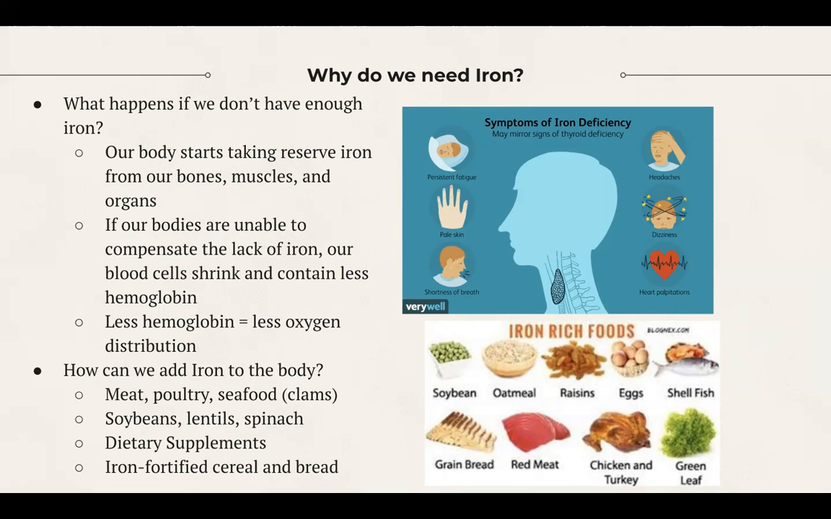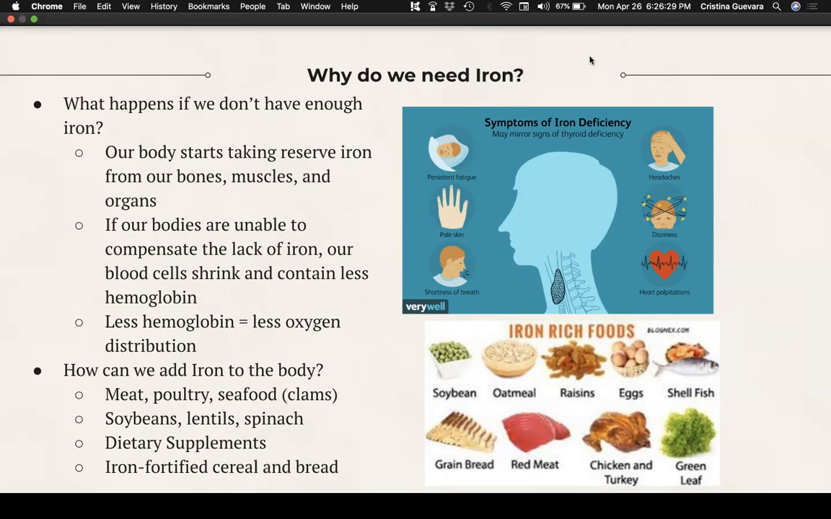So how can we add iron to the body? We consume foods such as meat, poultry, seafood, such as clams, or beans such as soybeans, lentils, and spinach. And we can also take iron dietary supplements as well as iron fortified cereal and bread.